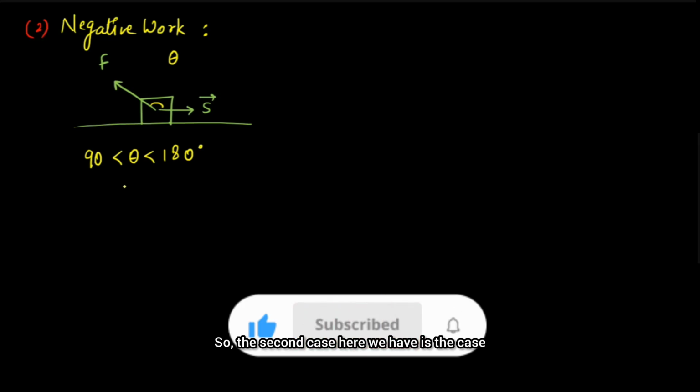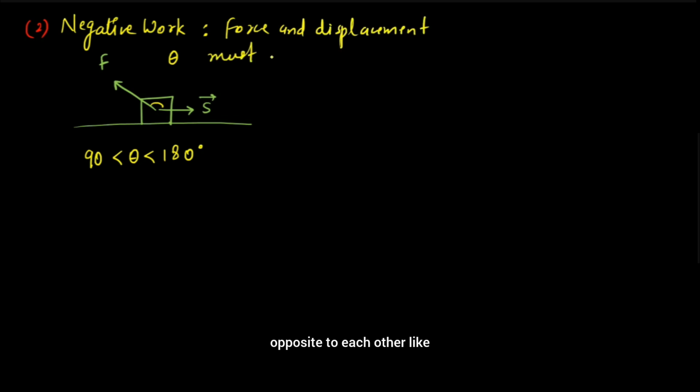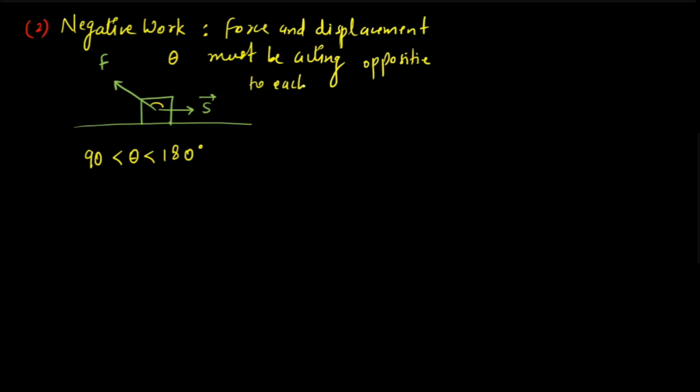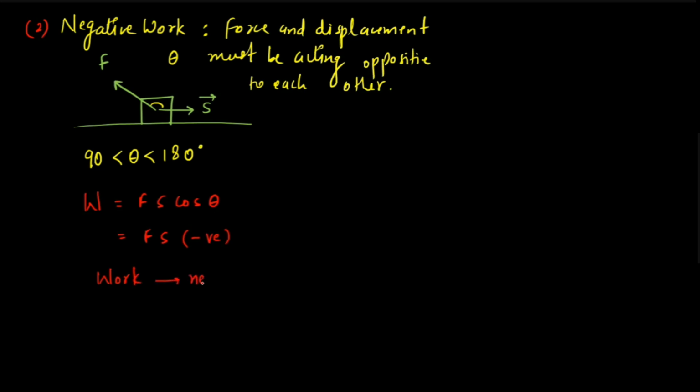So the second case here is the case of negative work, in which force and displacement are acting opposite to each other. In whatever direction force is acting, displacement is taking place in the opposite direction. As we know, work is Fs cos theta, and if theta lies between 90 and 180 degrees, cos theta is negative. So this will give us negative work.